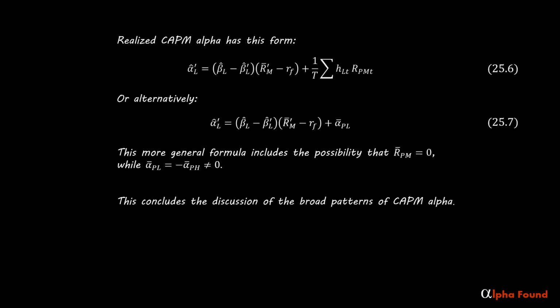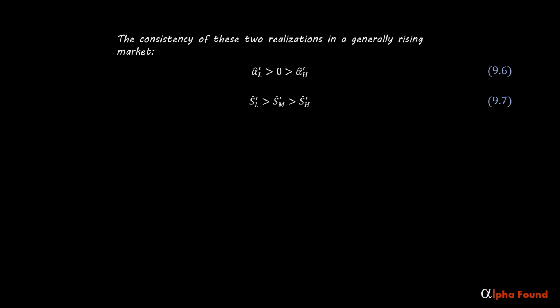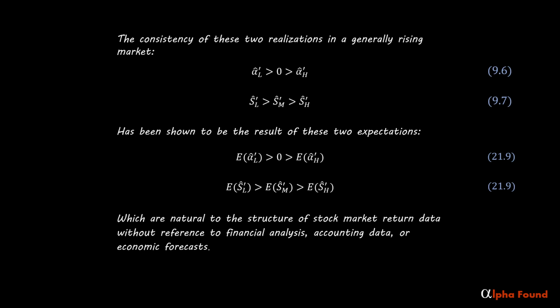This concludes the discussion of the broad patterns of CAPM alpha. Here is the overall conclusion. The consistency of these two realizations in a generally rising market has been shown to be the result of these two expectations, which are natural to the structure of stock market return data without reference to financial analysis, accounting data, or economic forecasts. It was stated in video 9, to the extent that 9.6 and 9.7 can be expressed as mathematical expectations ex ante, the volatility effect is resolved.